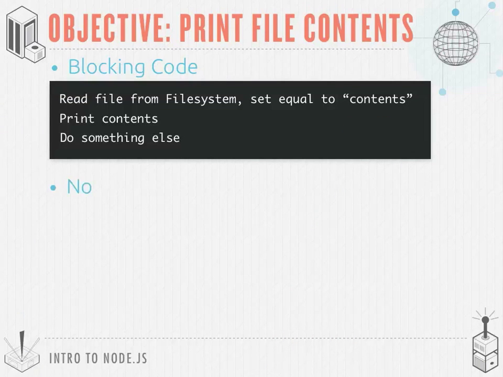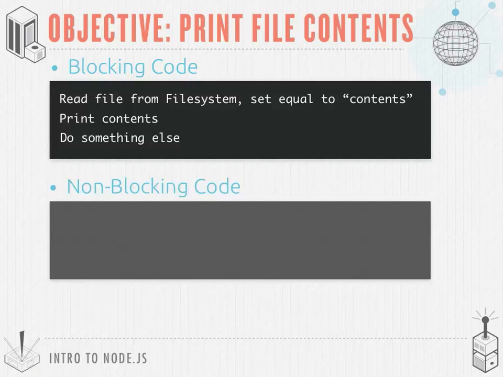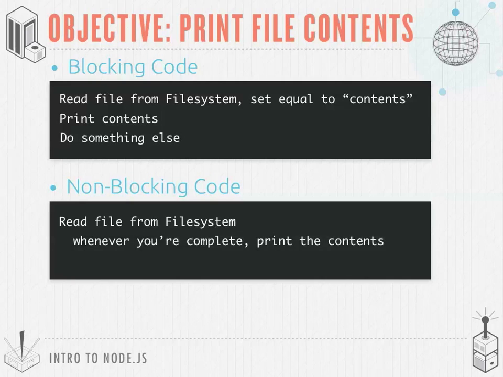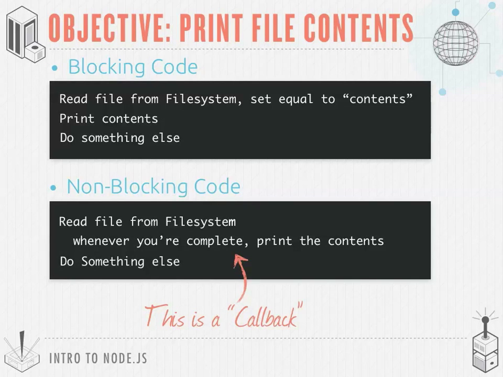What would a non-blocking version of this code look like? Well, we might read the file from the file system. Whenever we're complete with that, print out the contents from the file, and then finally do something else. That technique of saying, when you're complete, do this, we call a callback. We're going to call back that function once the file is done reading.